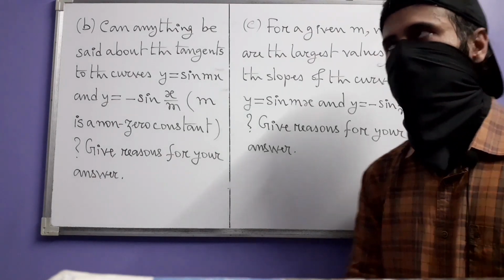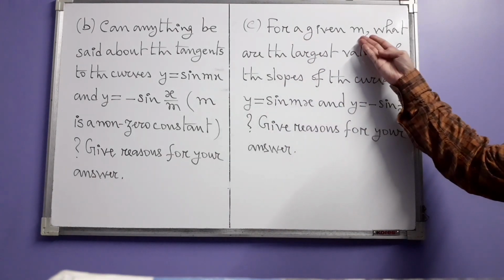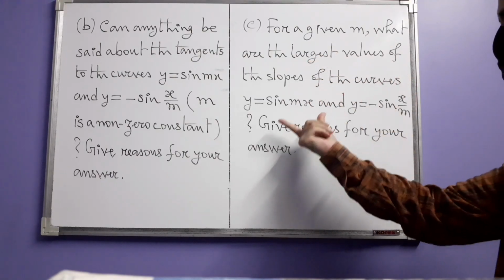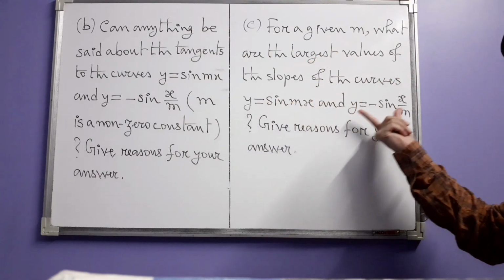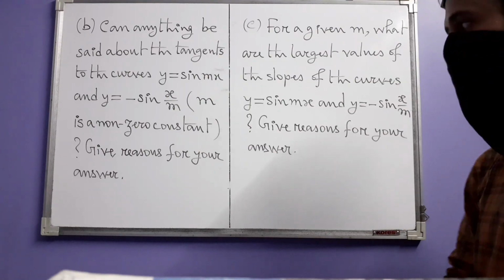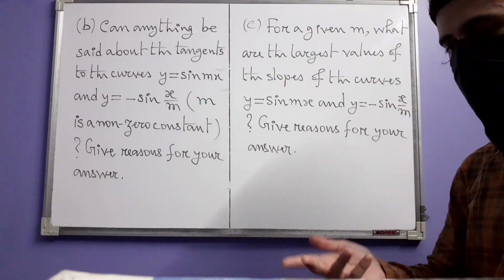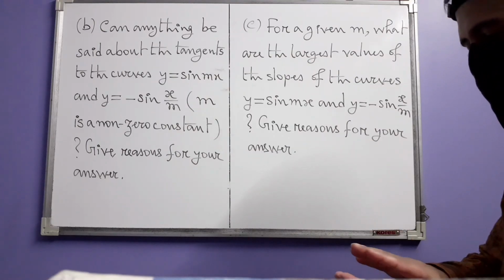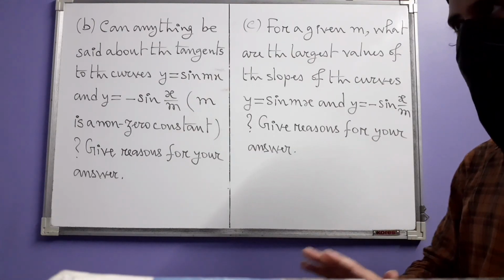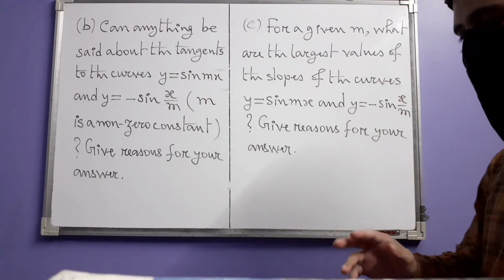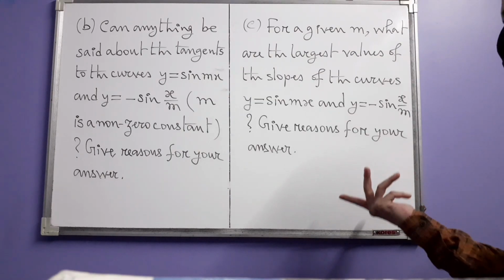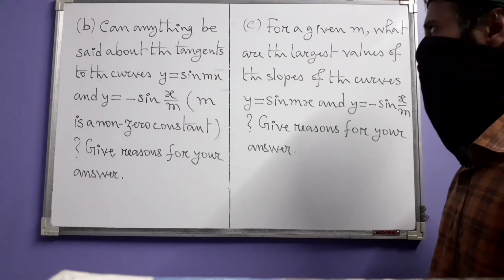Next, part C. For a given real number m, what are the largest values of the slopes of these curves, y equal to sine mx and y equal to minus sine x divided by m? And that's it. Here not at the origin or anything, at any point. That is why the slope will vary. We have to find the point where the slopes are the largest on these curves, and we have to give reasons for our answer, of course.